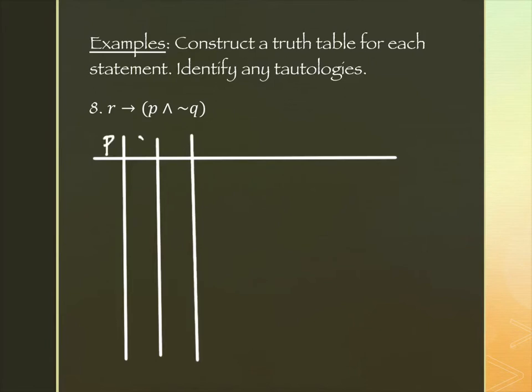A column for Q and a column for R. Let's go ahead and fill in the rest of our headers. Any negation statements? Q. So we'll do a tilde Q column. Okay, any compound statements? Basically, I'm asking any parentheses that we have to consider. Yes. There is a P and tilde Q.